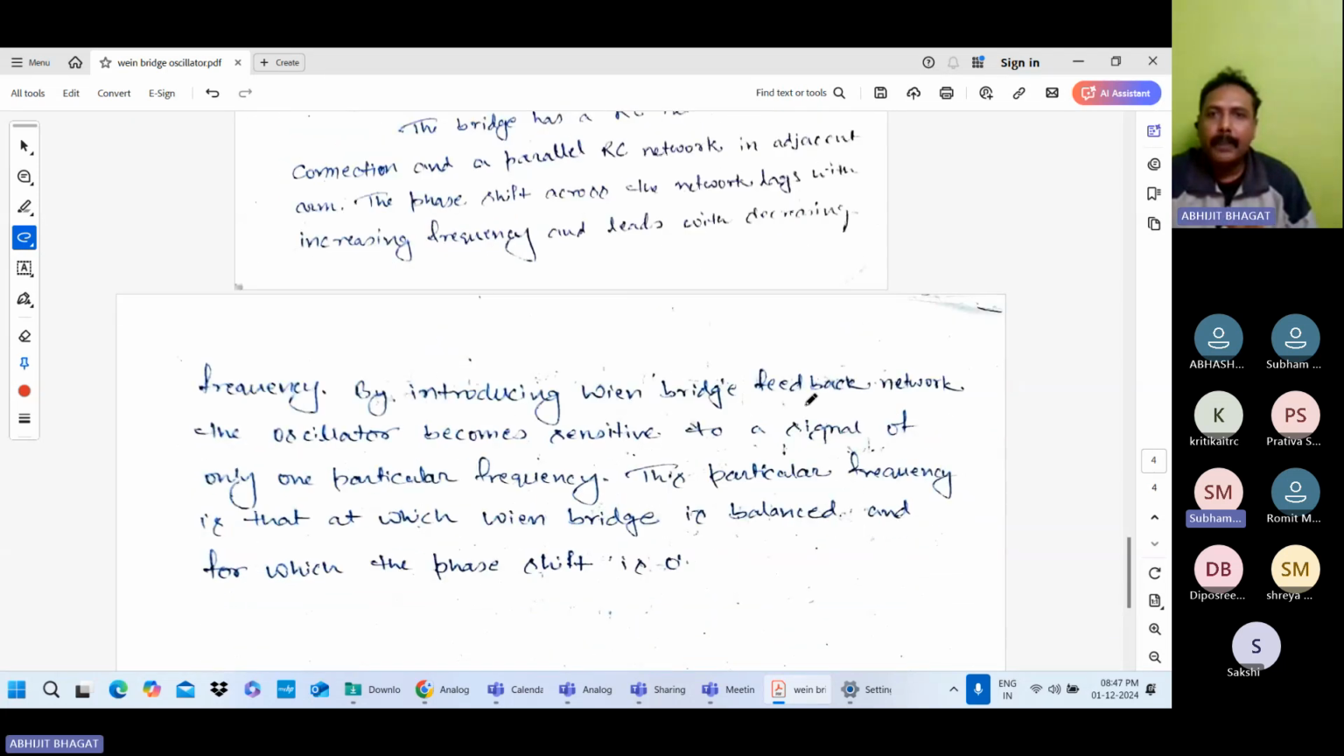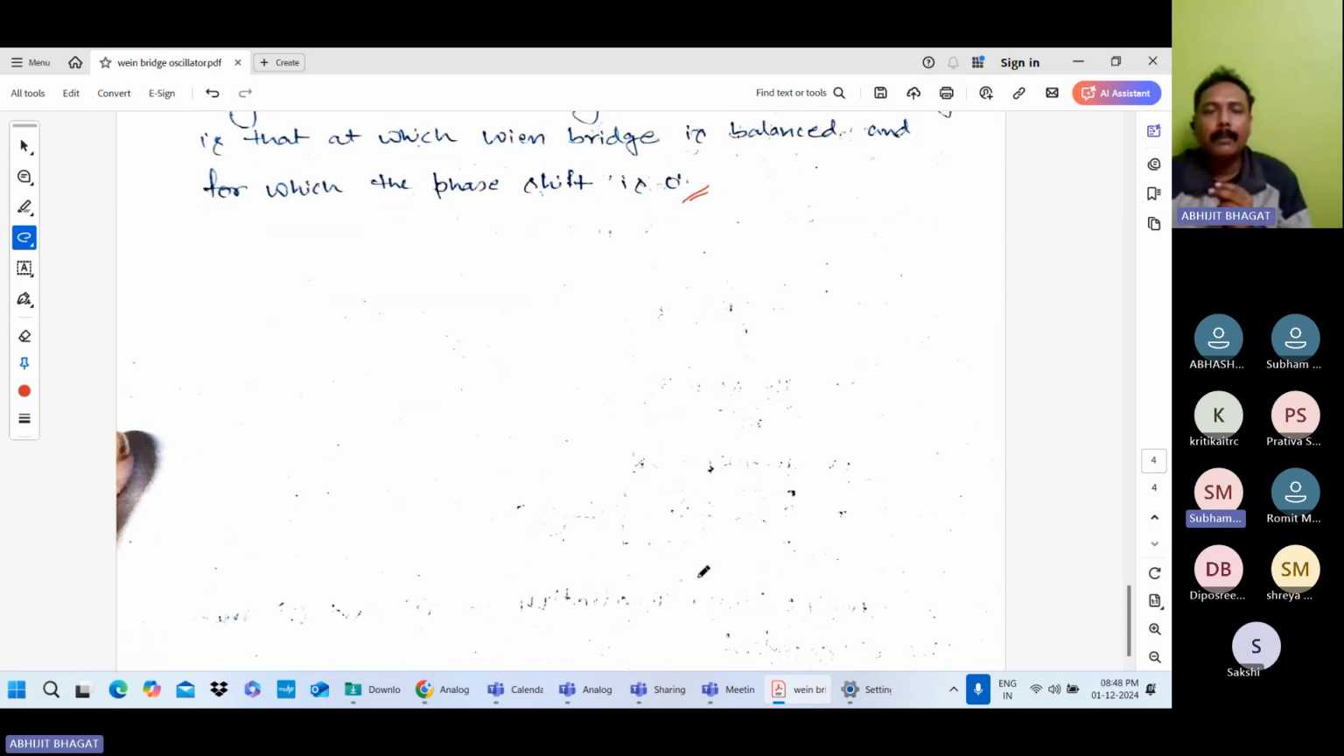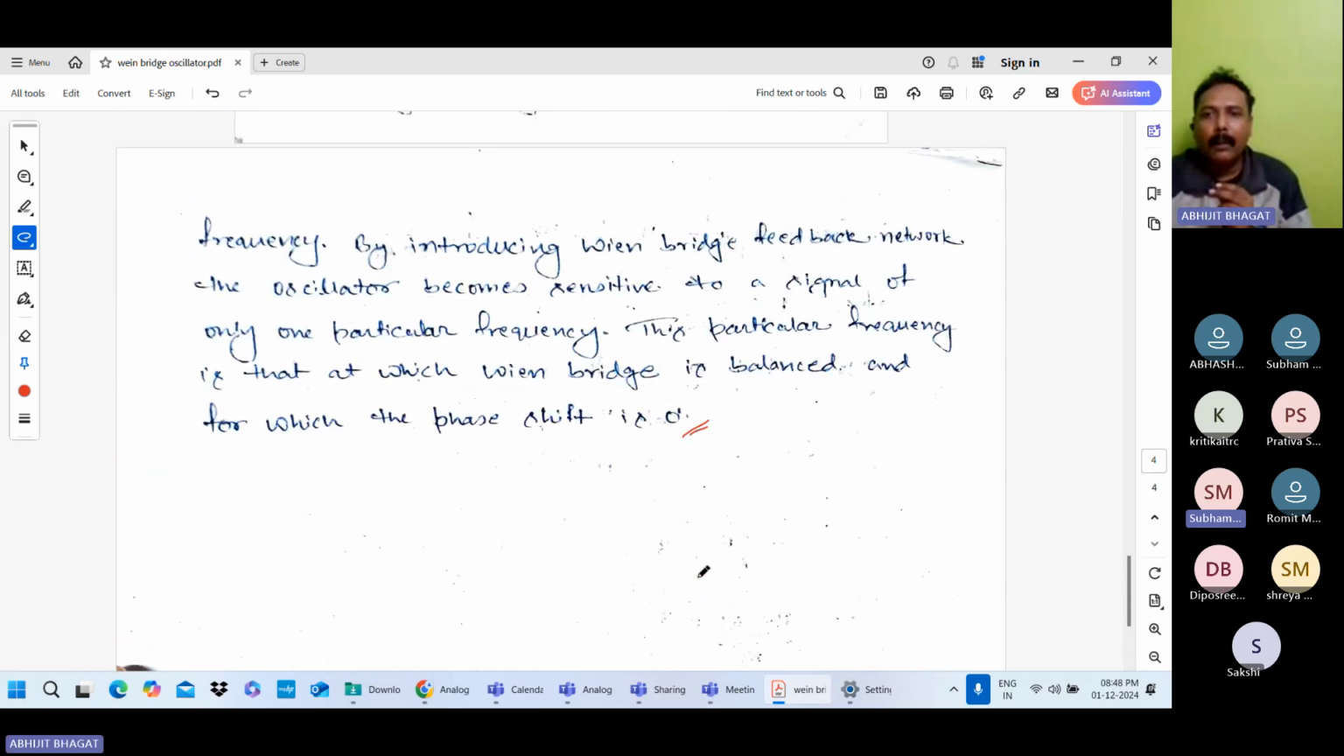By introducing the Wien Bridge oscillator feedback network, the oscillator becomes sensitive to a signal of only one particular frequency. This particular frequency is that at which the Wien Bridge oscillator is balanced. When the oscillator is balanced, you get sustained oscillation, for which the phase shift is zero. This is the basic criteria of oscillation: phase shift is zero or an integral multiple of 2 pi.